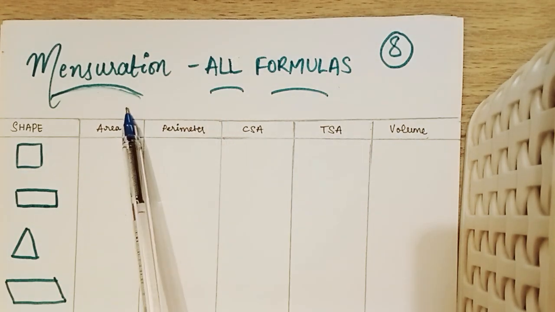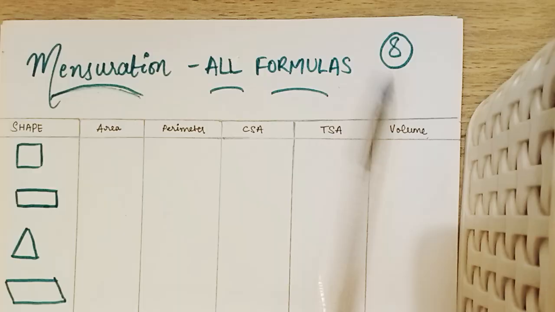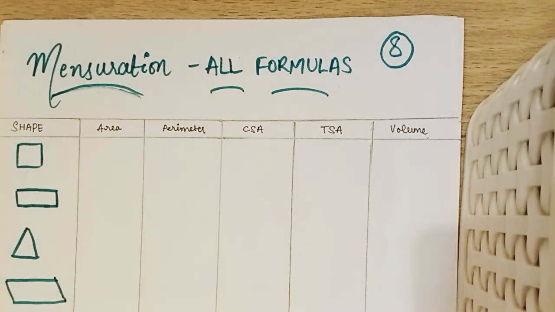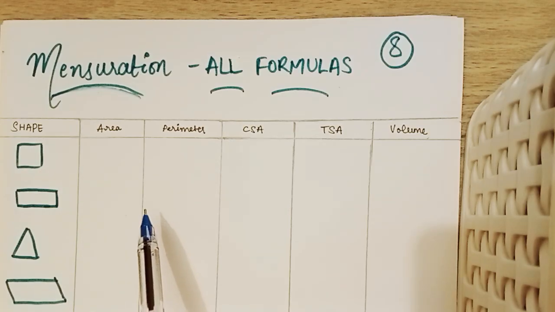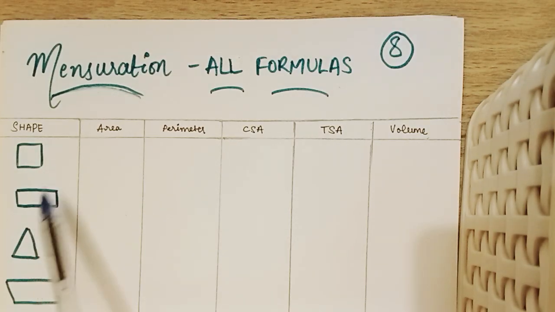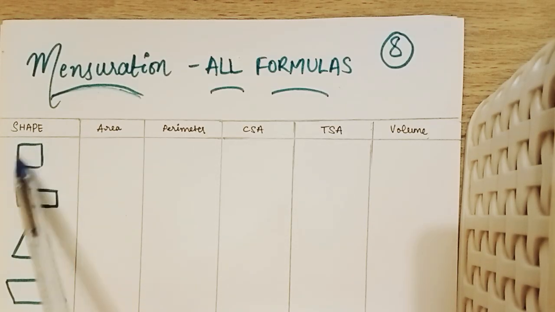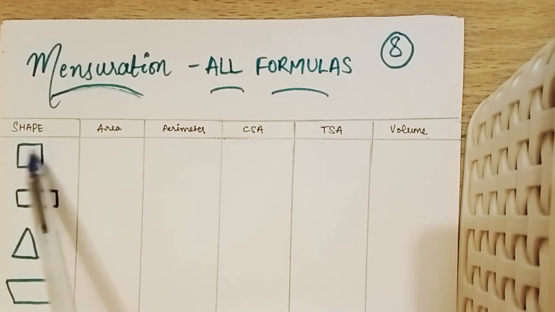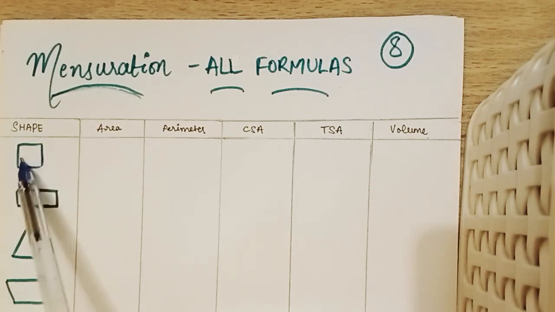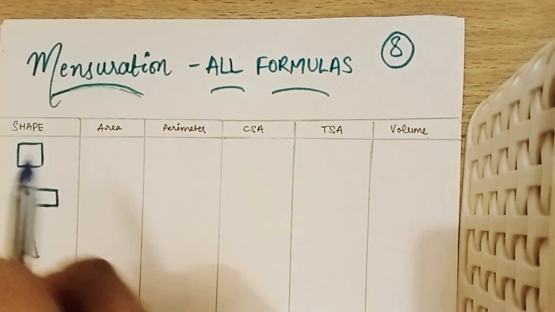Formulas from the chapter Mensuration in grade 8. Let's start with the area. The area of a plane figure is the surface enclosed by its boundary. Taking a square, the area of a square is the surface inside the four lines. This is the area of the square. So the area of a square is side square.